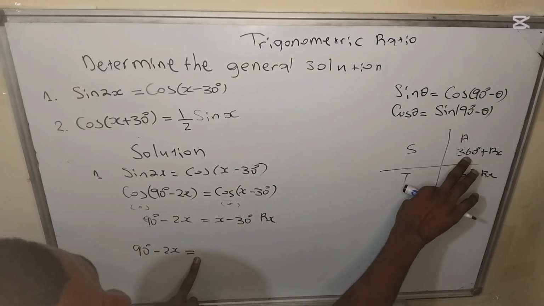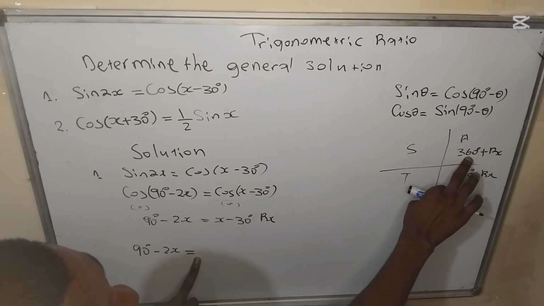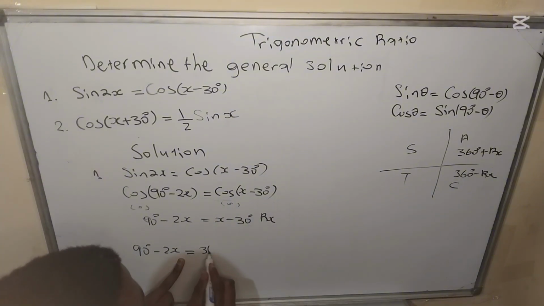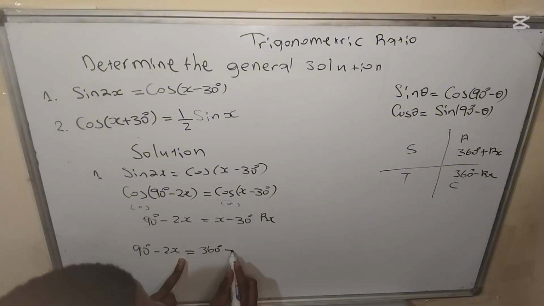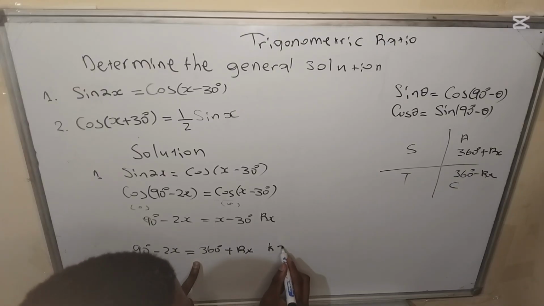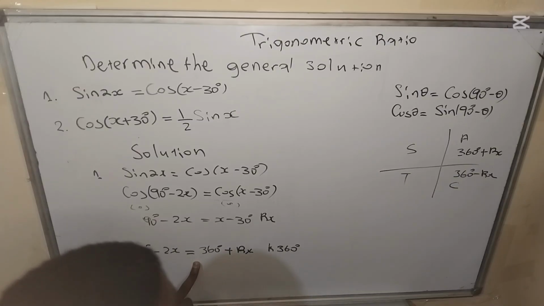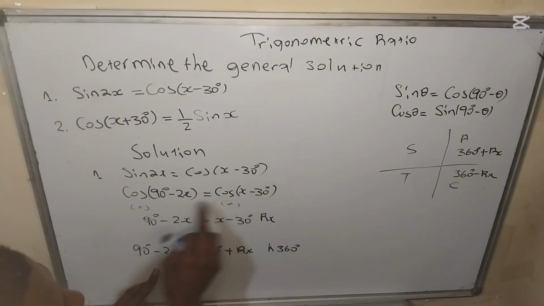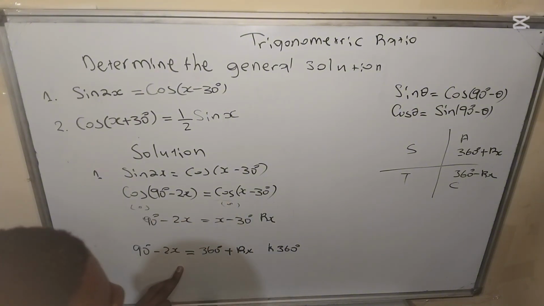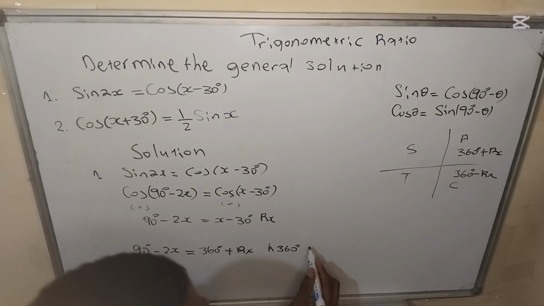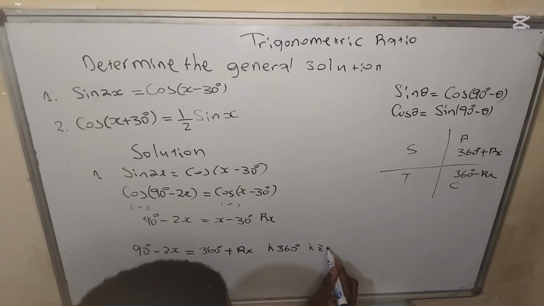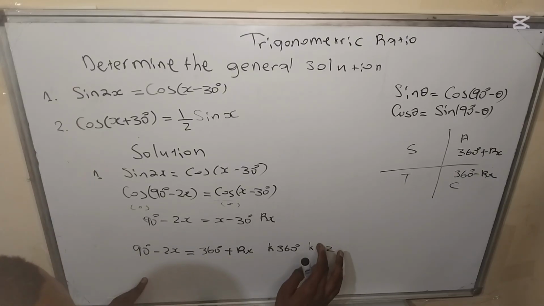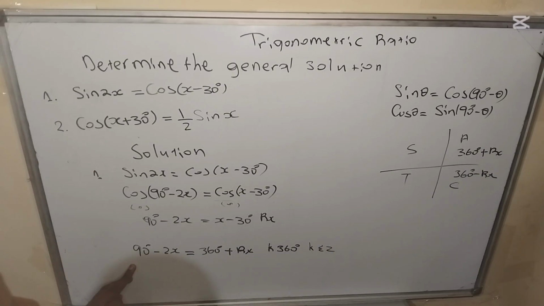Equal to the reduction formula, which is 360 degrees plus reference angle. Okay, 360 degrees. Why 360 degrees? Because the period of cos is equal to 360 degrees. K, 360 degrees, K is an element of Z.